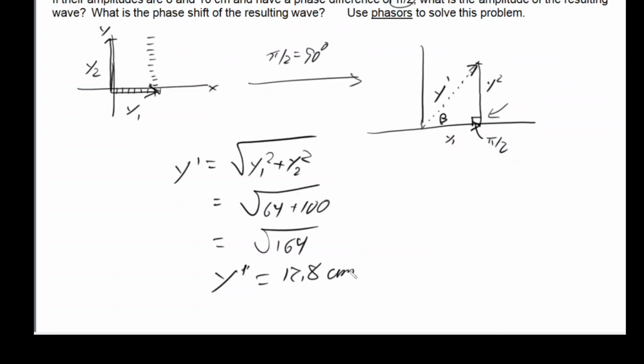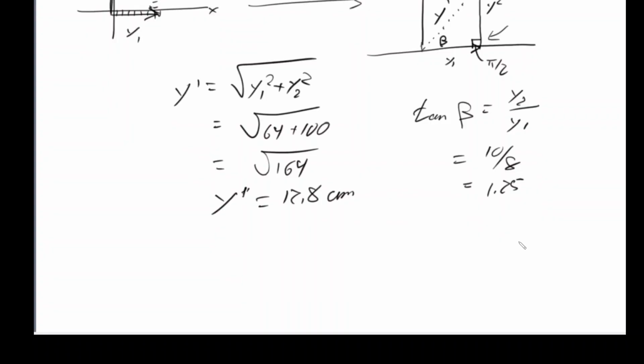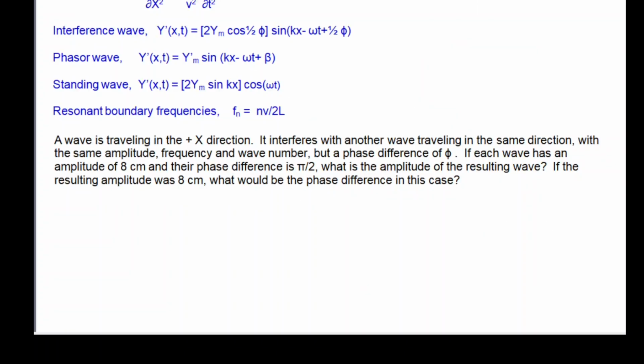And we want to know what the new phase shift is of the resulting wave. Well, we know that the tan of beta is equal to y2 over y1, which is equal to 10 over 8, which is equal to 1.25. So the arctan of 1.25 is equal to 51.3 degrees. So beta is equal to 51.3 degrees, the new phase shift.